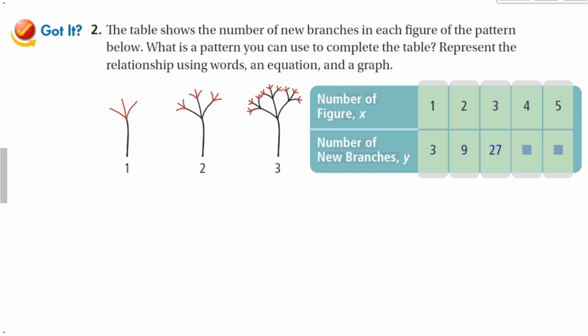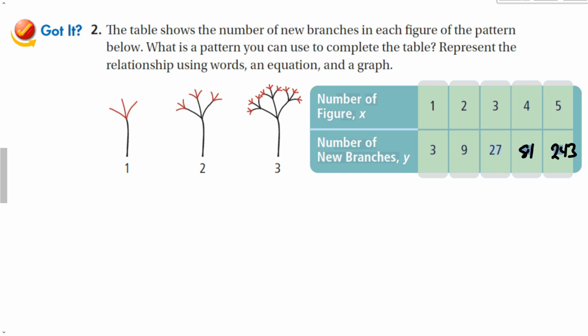Okay. So, to figure this out, I'm going to finish this table right here. I can see that on the first one, the number of the figure is one, the number of branches is three. Figure two, nine. Three, and I can count them all up if I wanted to, 27. So on four, it would be 81. And five would be 243. So where am I getting these numbers from?